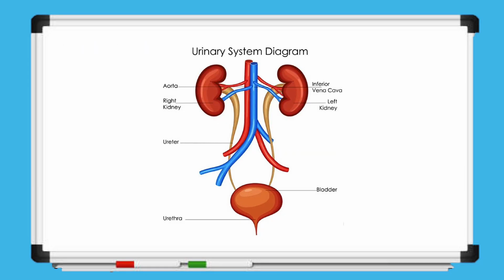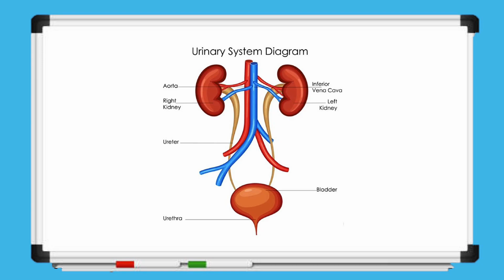Now, here you can see a labeled diagram of the human urinary system. This system is responsible for filtering the blood to remove waste products and excess water, which are then converted into urine. The urinary system consists of the kidneys, ureters, bladder, and urethra. The kidneys are bean-shaped organs that filter wastes and extra fluid from the blood. The urine formed in the kidneys then travels through the ureters to the bladder, where it is temporarily stored. Finally, urine leaves the body through the urethra.